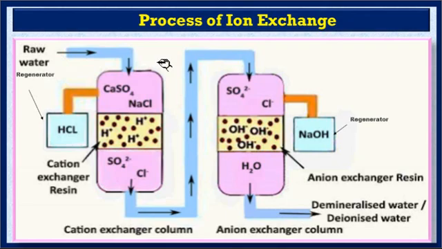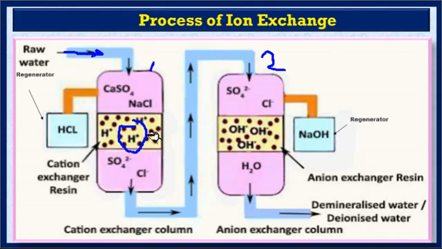The first tank contains the cation exchanger, and the second tank contains the anion exchanger. That means these tanks are filled with the cation exchange resin and the anion exchange resin respectively. When the hard water, known here as the raw water, is passed through the cation exchange resin, it exchanges its H plus ion with the calcium and magnesium ions present in the water.